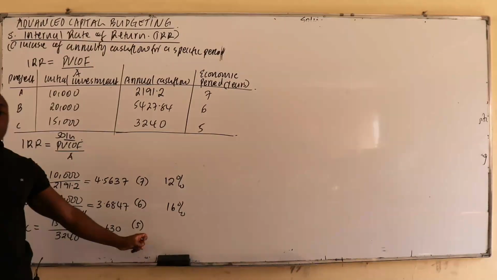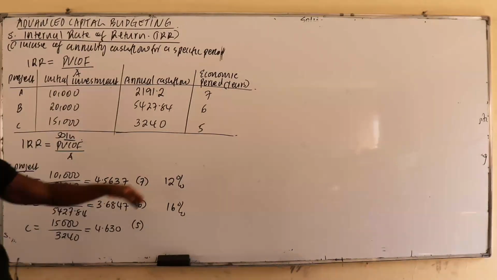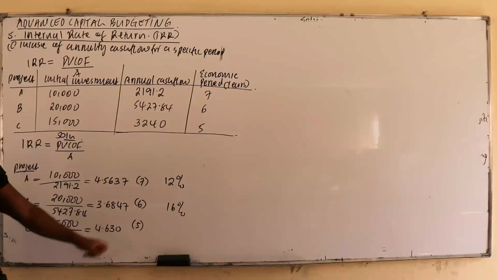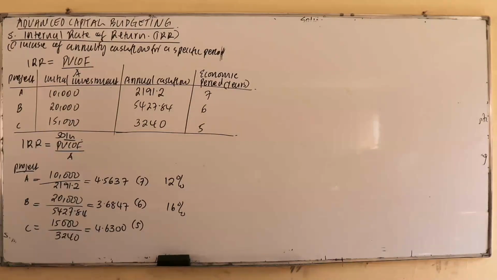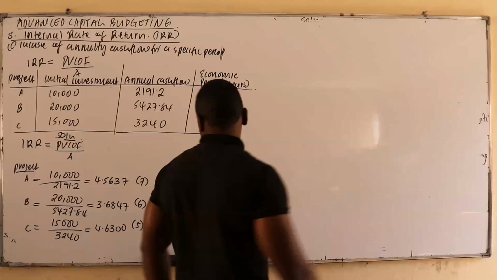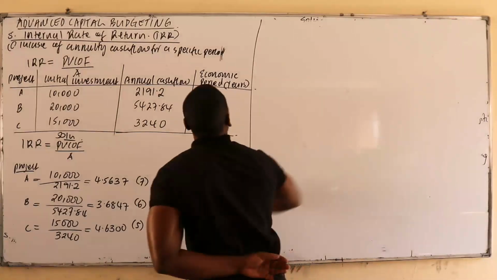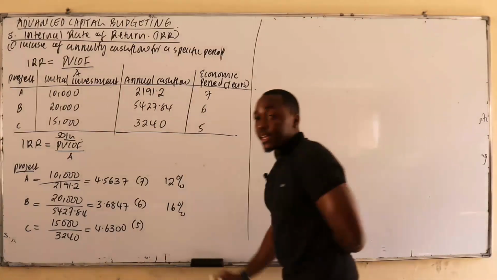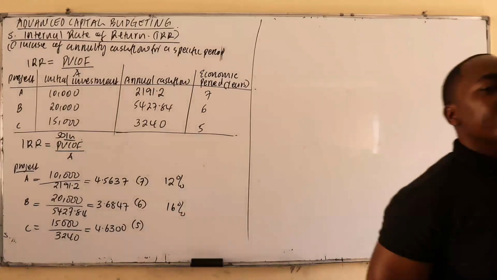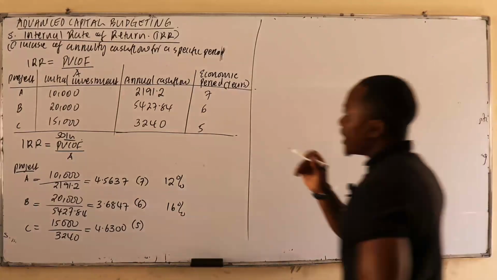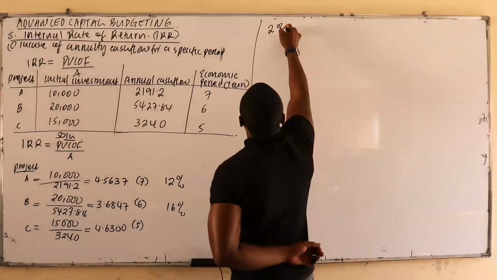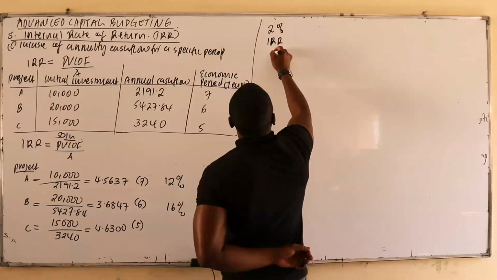C is for 5 years. Let's go to the 5th year, then look across where you have 4.6300. It's not there, right? Good. It's in between what and what? It's between 2 and 3, right? So that means it's between 2% and 3%. So it's 2 point something, and you need to determine that too.